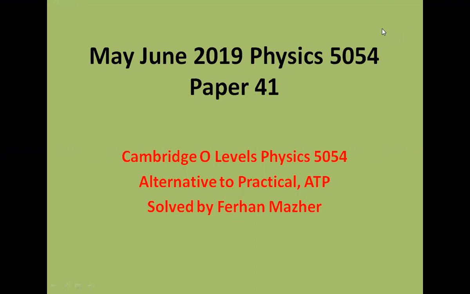Today we are studying the subject Physics 5054, Cambridge O Levels Physics. Today we have set our heart to solve a paper on alternative to practical. We call it ATP. Today we have selected May-June 2019 Physics 5054, paper 41. This ATP paper belongs to zone 1. The time allowed for this paper is 1 hour, and the marks it carries is 30. Okay, so let's start this paper.